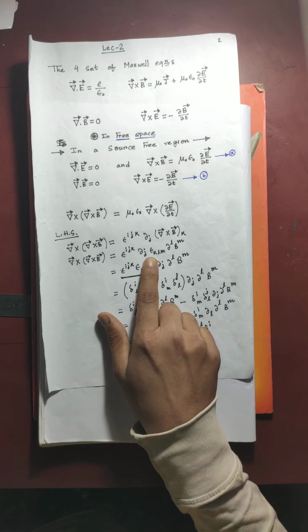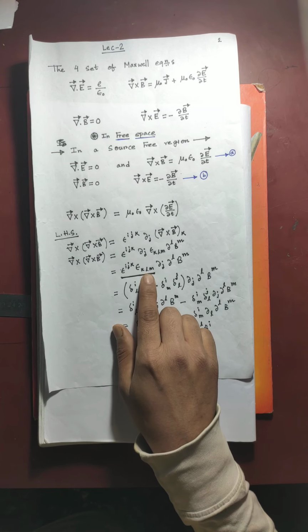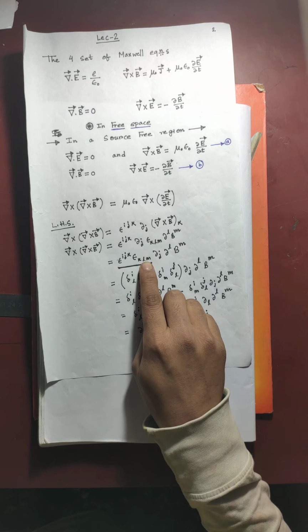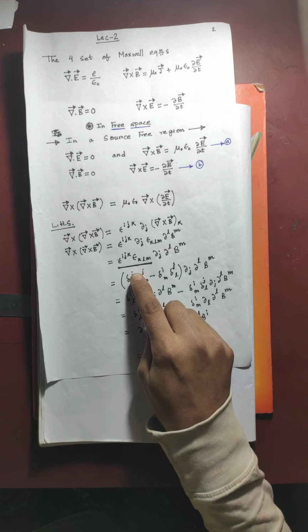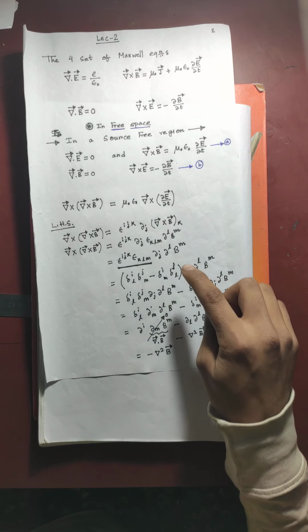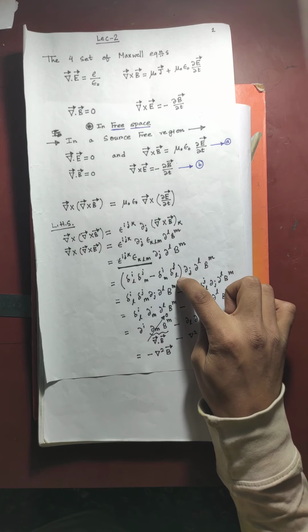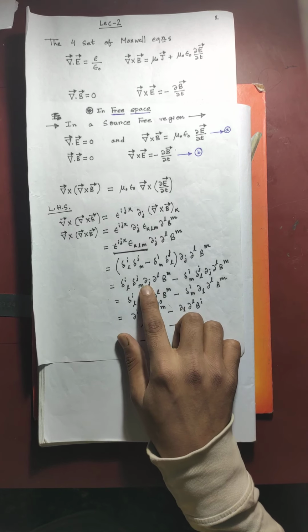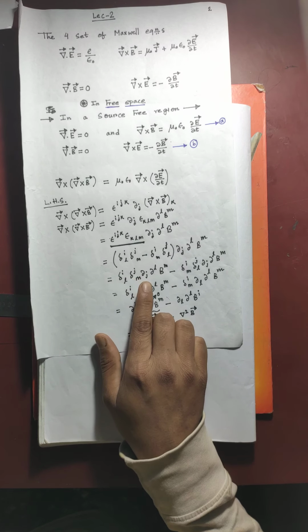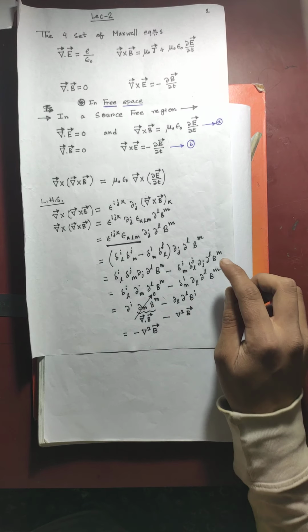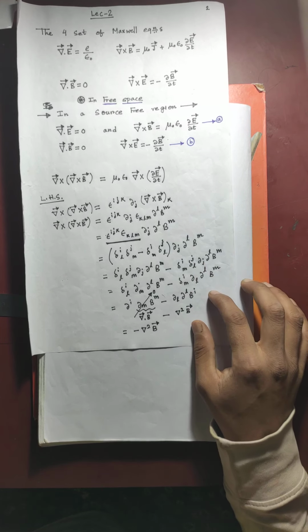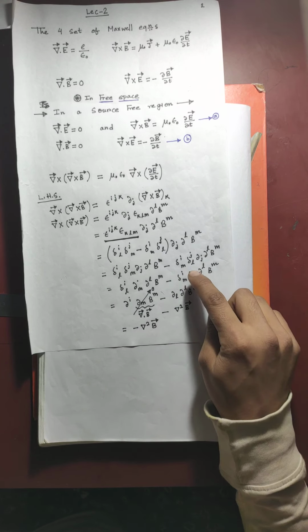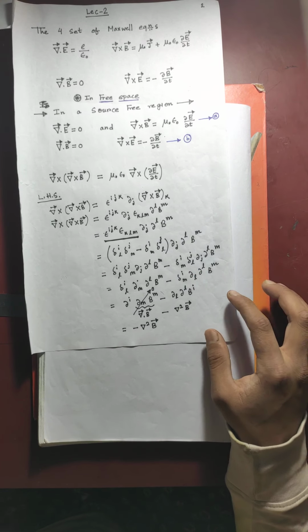Now using the Kronecker deltas we are expanding this. This will be epsilon ijk epsilon klm. It will become delta il delta jm minus delta im delta jl, times del j del l Bm. Now we are again expanding it. Now see, j are contracting here, and here j is contracting, so it will become delta il delta jm del j del l Bm minus delta im delta jl del j del l Bm.